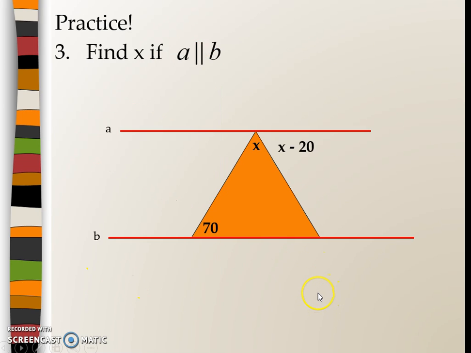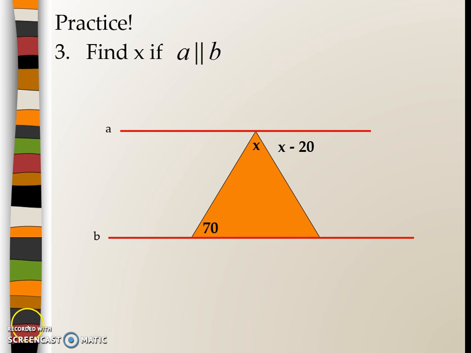Practice number three, find x if a is parallel to b. This is the parallel sign. So right here you have x here, you have x here, and you have 70 here. This line is a transversal, and so is this line. I want you to see if you can solve for x by using the theorems that we just talked about. This x and this x are actually the same. So pause the video, try practice 1, 2, 3, and check with the video. I'll pause the video and then I'll show you the answers.